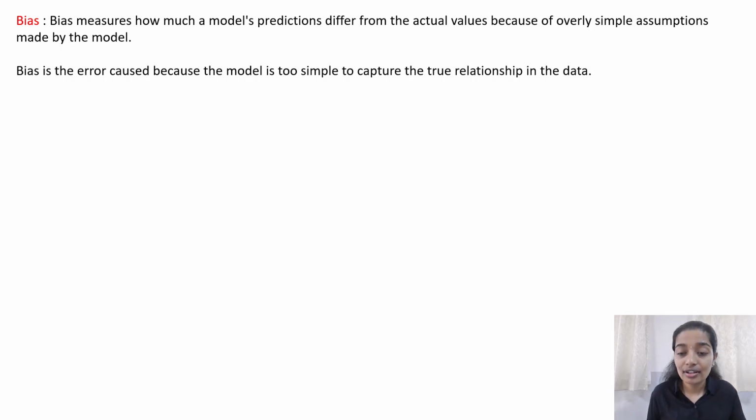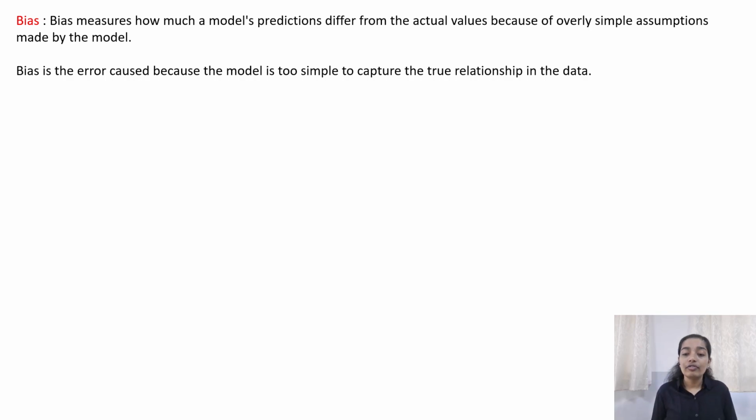Bias is an error when the model is too simple that it is not even able to capture the patterns. So both of them are errors, remember this. But bias is an error that occurs when the model is too simple that it is not even able to capture any relationships in the data. So that is basically bias. And the opposite is variance. Variance is the error when the model is so complex that it starts learning from noise as well.